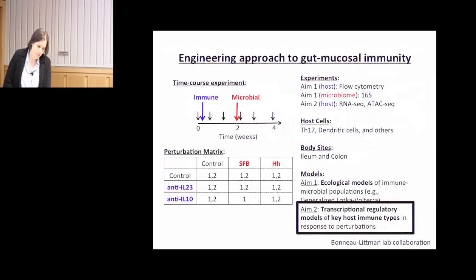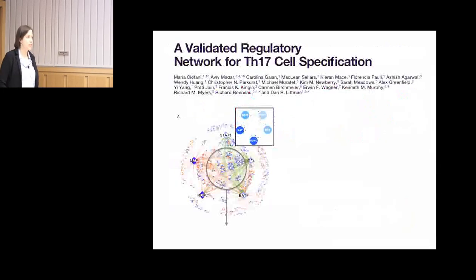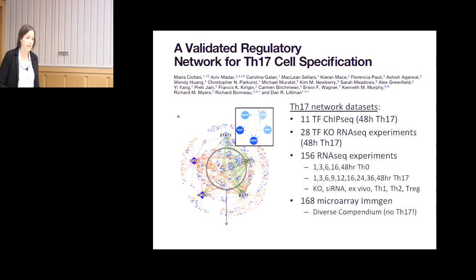And so the Bonneau and Littman labs have a history of collaborating to build transcriptional regulatory networks in immune cell types. The first collaboration was to develop a network of Th17 cells, which I already said were important cells in protecting the body against pathogens, but also implicated in autoimmune disease. And this was a very serious collaboration in that it involved the generation of a huge data set.